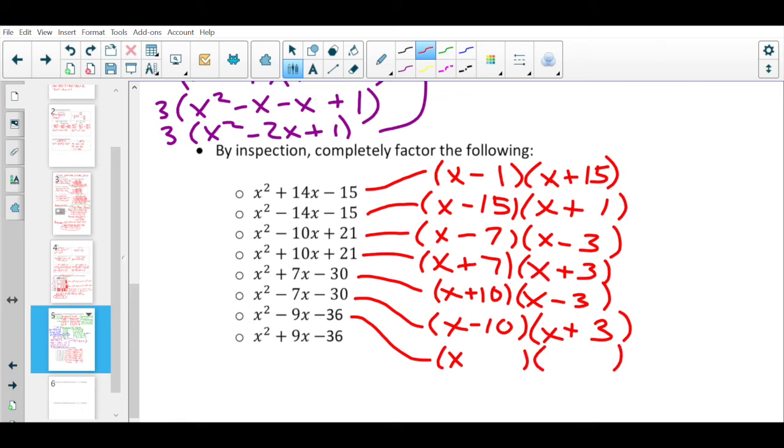This one, what multiplies to negative 36 and adds to negative 9? What are the factors of 36? Let's see. I think 3 and 12 would work. So we want the higher number, minus 12x plus 3. Negative 12 times 3 is negative 36. Negative 12x plus 3x is negative 9, so that one works.